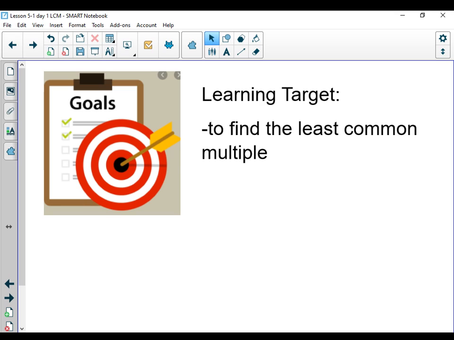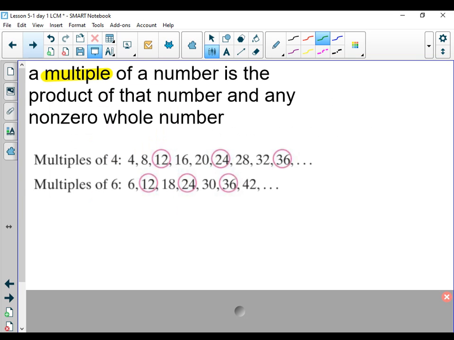It says the learning target is to find the least common multiple. So we probably should review this word multiple if we're going to do the least common multiple. So, very top of your notes, a multiple of a number is the product of that number and any non-zero whole number. Pause if you would like.